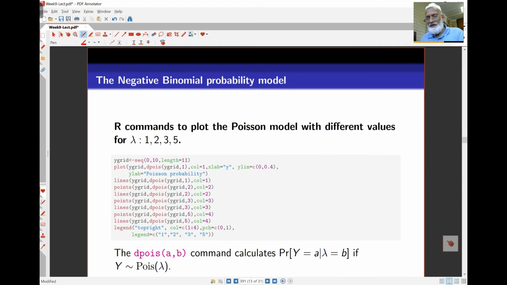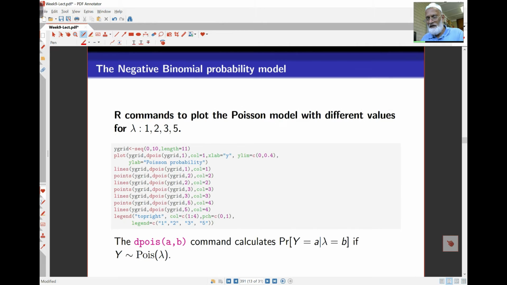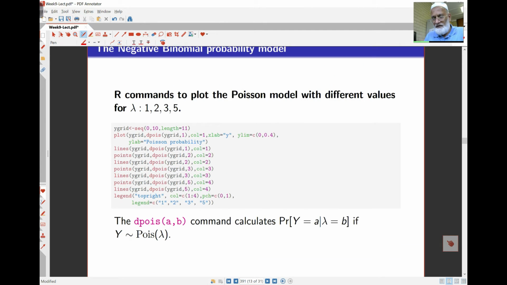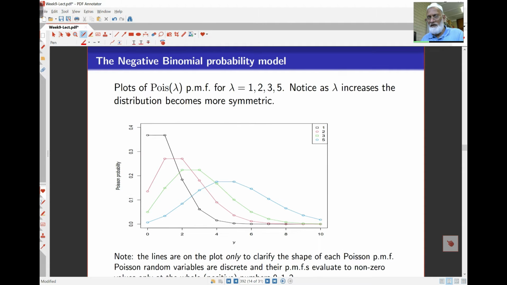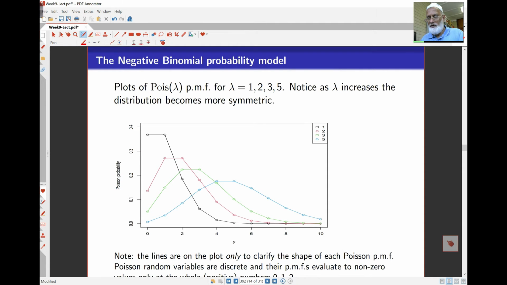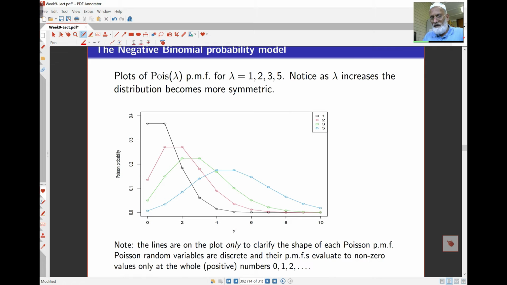Now, here are some plots to see what's going on. Here are the Poisson distribution plots for lambda equals 1, 2, 3, 5. As we said earlier, the basic command for Poisson is pois in R, and the first letter determines what's going on. D is for distribution, P is for probability, R is for random simulation. So here is a plot of this. You can see as lambda increases, the distribution becomes more and more symmetric. Of course, here the lines are joined, so you can see some shape over here.